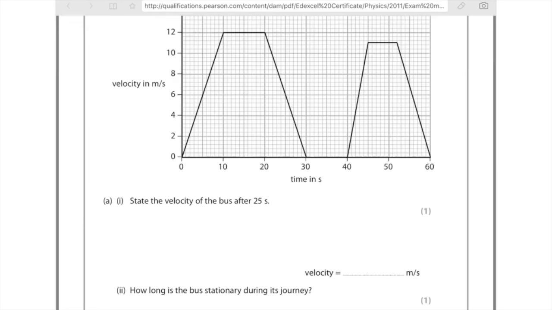How long is the bus stationary during its journey? Now, I've seen loads of people get this wrong because they think that it's stationary here and here. Well, no, that's absolute rubbish, because look at the velocity. It's 12. So stationary means that it was standing still. So standing still means that the velocity must have been 0, which is just this chunk here. And therefore your answer here is 10 seconds.